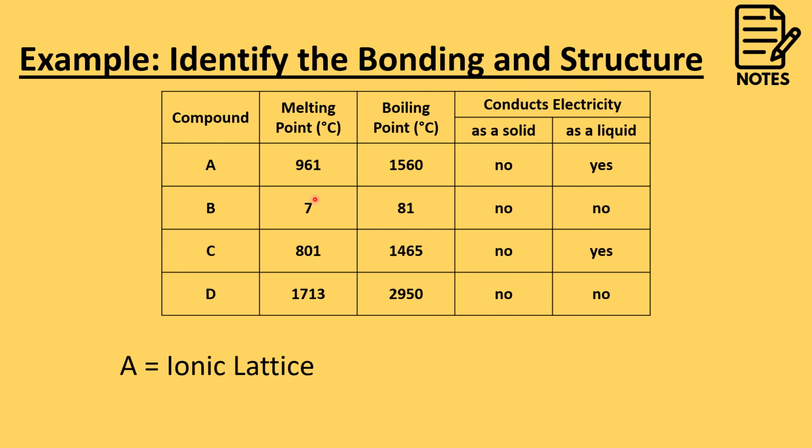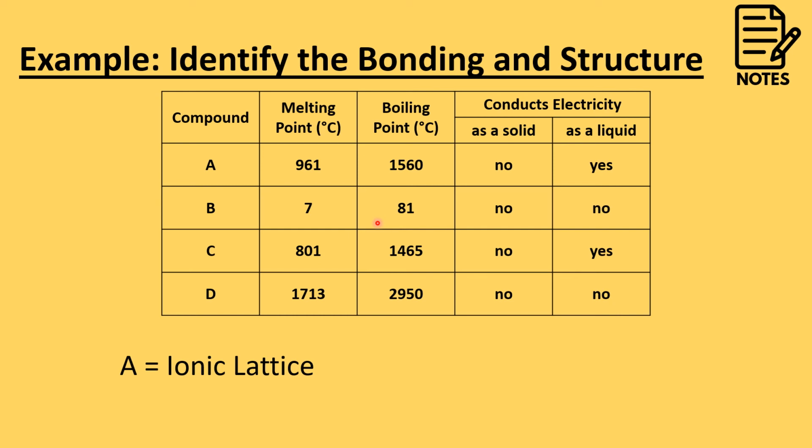For B, not quite so simple. No and no for electrical conductivity. What that tells me is that this compound is covalent. Because the compound is covalent, we now need to look at our melting point and boiling point to decide whether this tells us that it's covalent made of molecules or covalent network.